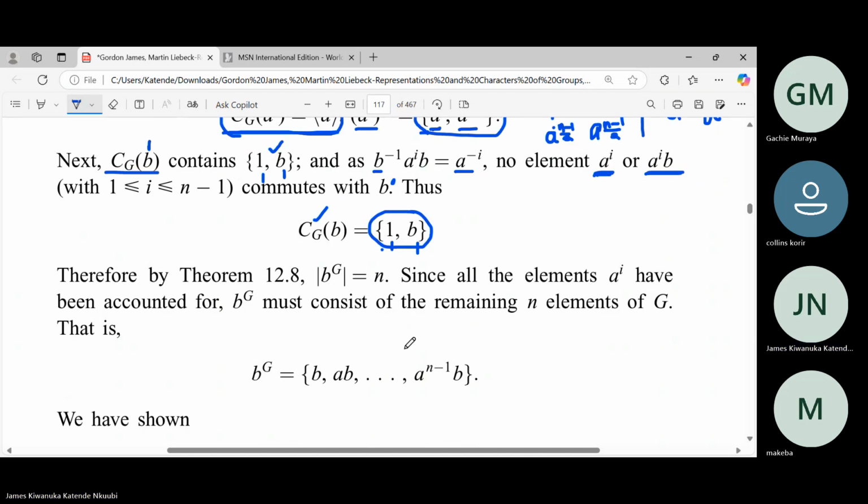So it means the index of the centralizer is now n, because the index of the centralizer is just 2n over 2, because the centralizer has only 2 elements. So this gives you n. That means the index of the centralizer is n, and therefore also the size of the conjugacy class must be equal to n. So now here we have accounted for all elements.